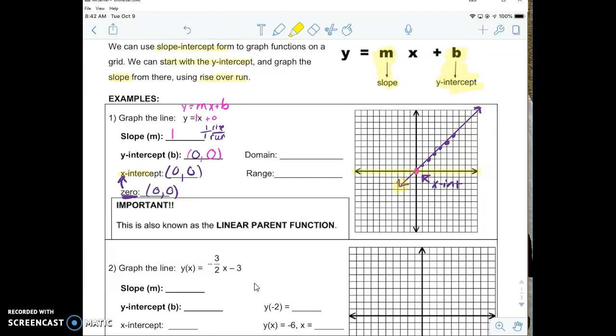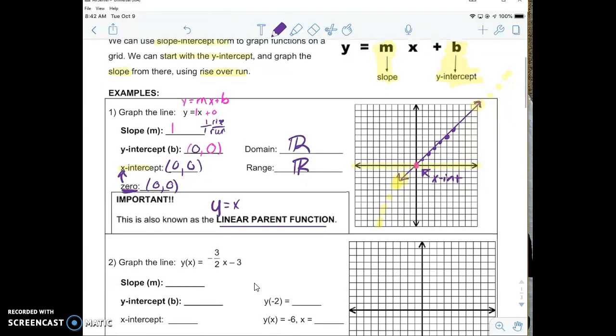I notice that this line goes to the left forever and ever, and to the right forever and ever, so my domain is all real numbers. It also goes down forever and ever, and up forever and ever, so my range is all real numbers. This equation, y equals x, is called the linear parent function because this is the simplest equation of a line that we can ever have.